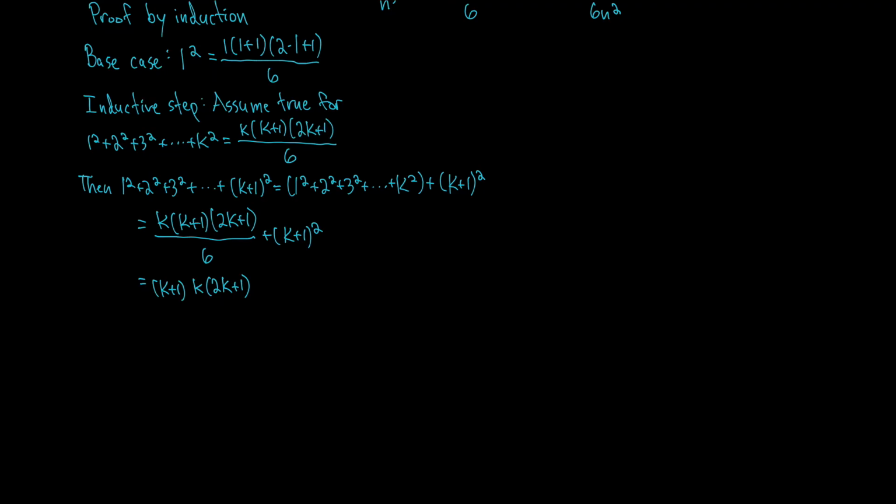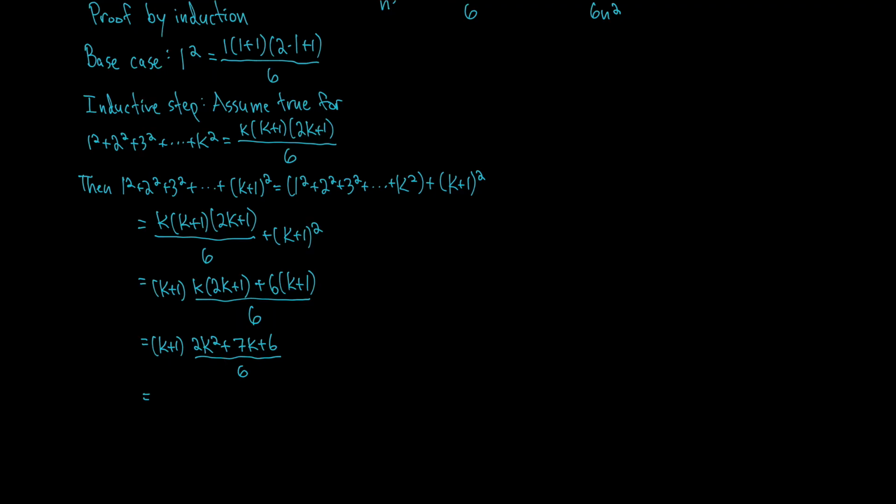But how about we find a common denominator, multiply the top and bottom of this guy by 6, and we get 6 times k plus 1. And then we can combine the two to make them both over 6. So we keep our k plus 1 on the outside. We distribute and combine like terms on the top, and we get 2k squared plus 7k plus 6 over 6.